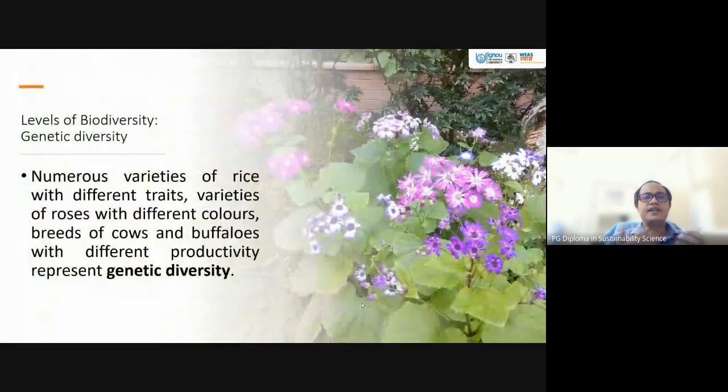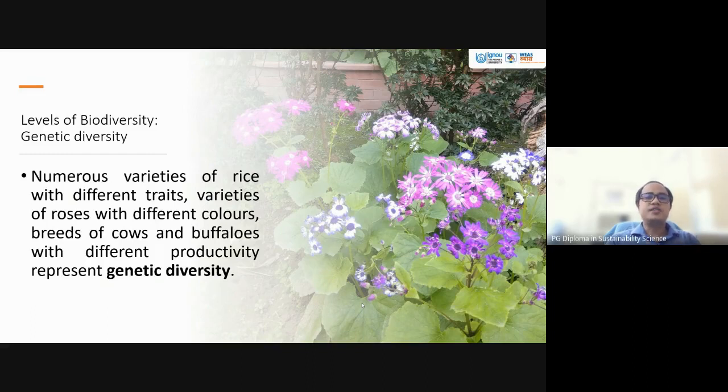Then what is genetic diversity? A simple example to understand it: genetic diversity is diversity within a particular species. For example, look at this plant, these flowers. Here you will find different colors, and this is called genetic diversity. In the same flower, for example roses in front of you, the different colors are genetic diversity.